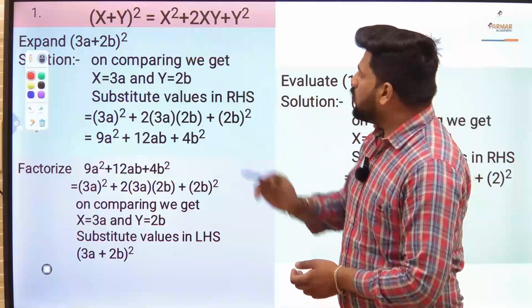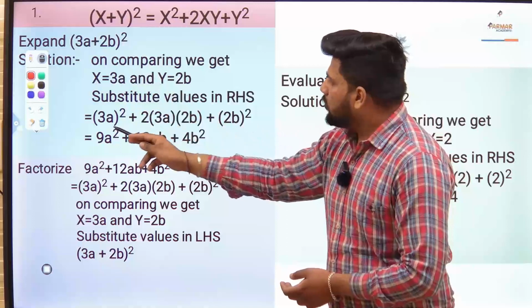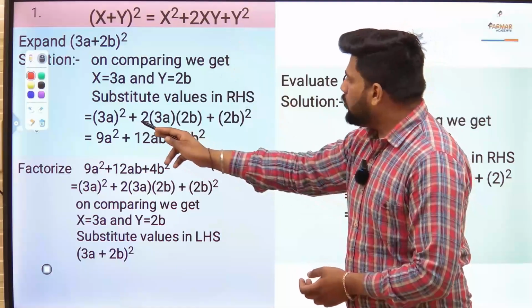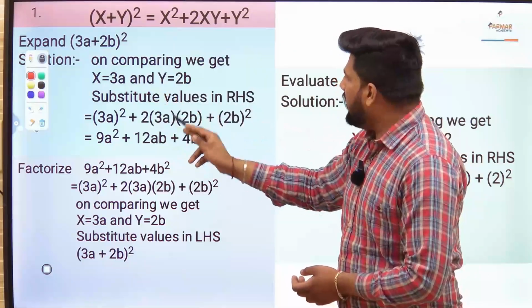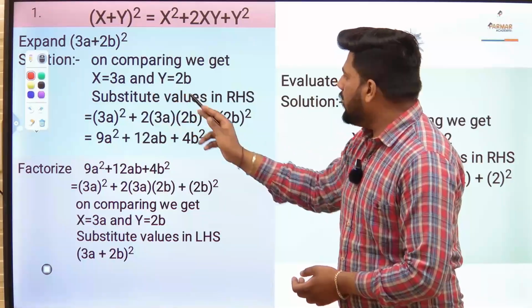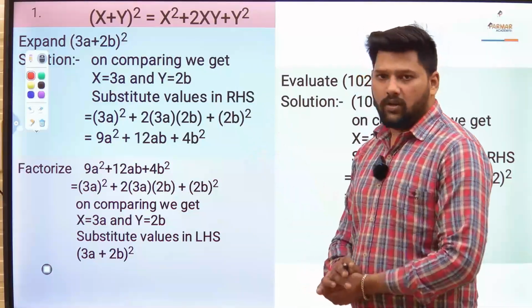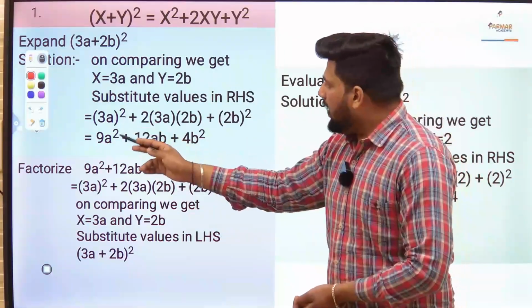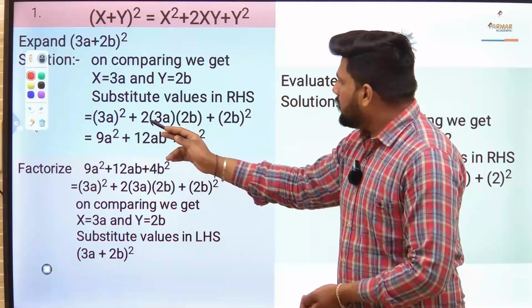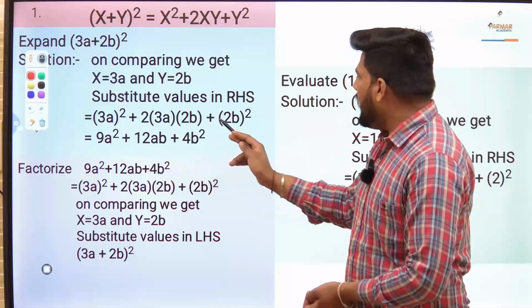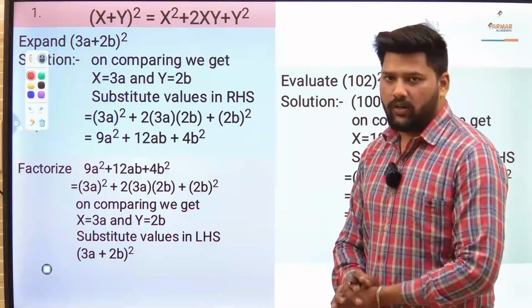That is x square, and what is x? 3a. So 3a square plus 2xy, that is 2, x is replaced by 3a here and y is replaced by 2b, plus y square. Y square means 2b square, and the calculation is 9a square plus 3 2s are 6, 6 2s are 12, ab, 12ab plus 4b square.